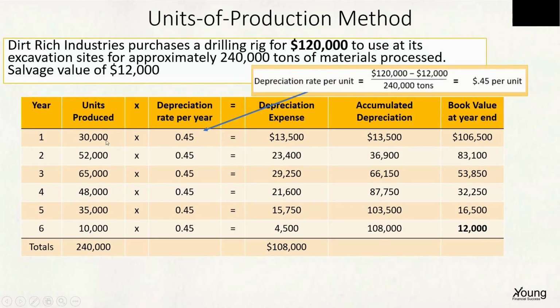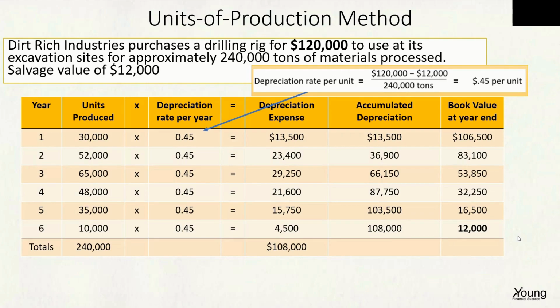So in the first year, they processed 30,000 units. And we multiply it times that 45 cents we just calculated, and that tells us our depreciation expense. And then that's all we have to do. Each year we take the number of units that are produced times the 45 cents, and that gives us our depreciation expense. And we can just watch the book value decrease over time until it gets to the 12,000. So it's really the same idea as we saw in the other methods as we watch the book value decrease. But in this one, it works out really well because as the units are produced, we see the amount of depreciation match up with that. I really like this method if it is something that we can really identify something like this.